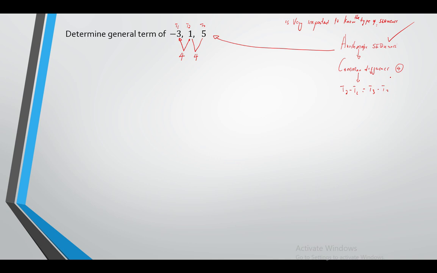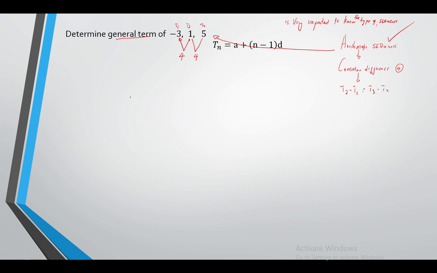Now, don't lose focus. Remember, the question wants you to find the general term. But I say it is important to identify the type of sequence first. Don't rush into calculating the general term. Identify the type of sequence first. Which sequence are you dealing with? Arithmetic, geometric, or quadratic? This is an arithmetic sequence. So let's carry on.